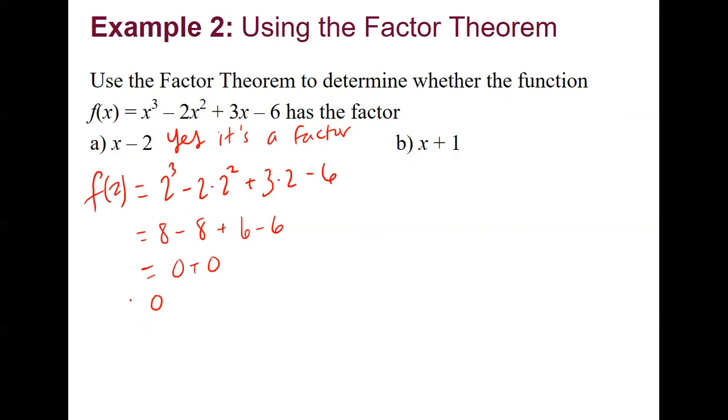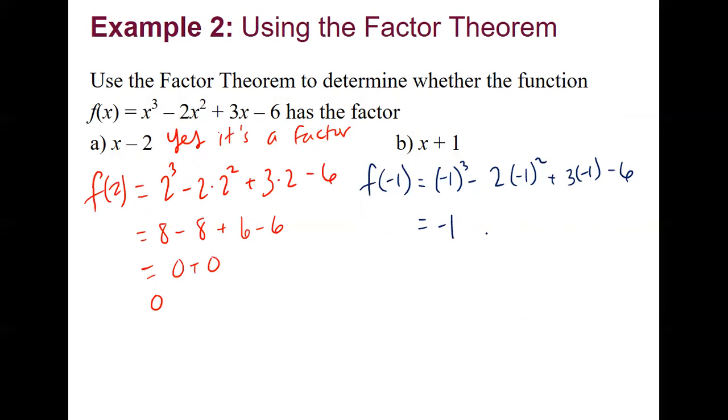Makes sense? Because we ended up with 0. Now, if we do x plus 1, so I'm substituting in f of negative 1. And be careful with your negatives. I have negative 1 cubed minus 2 times negative 1 squared plus 3 times negative 1 minus 6.